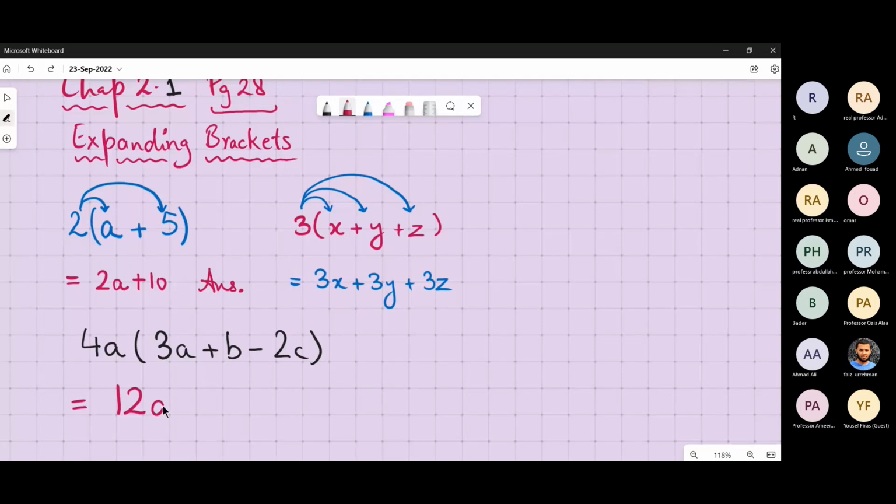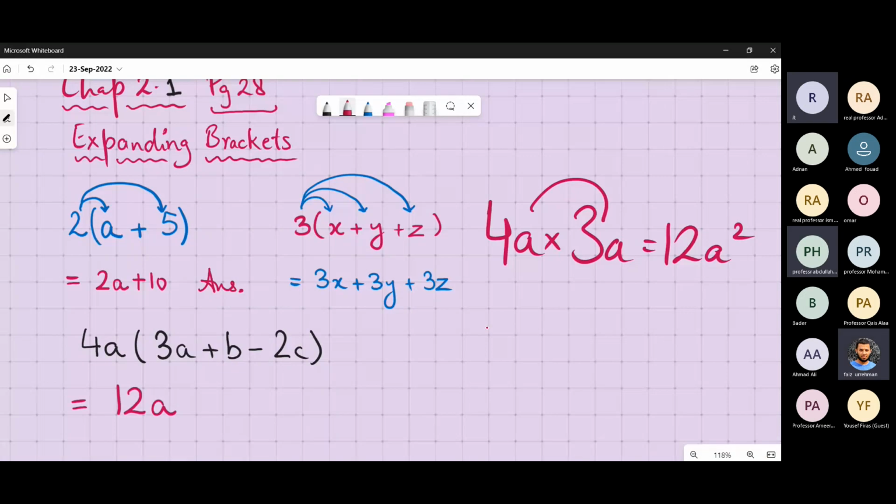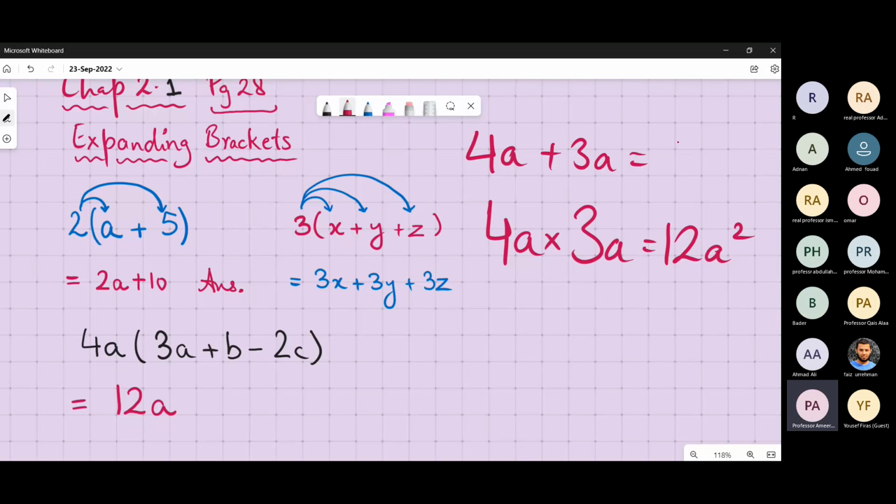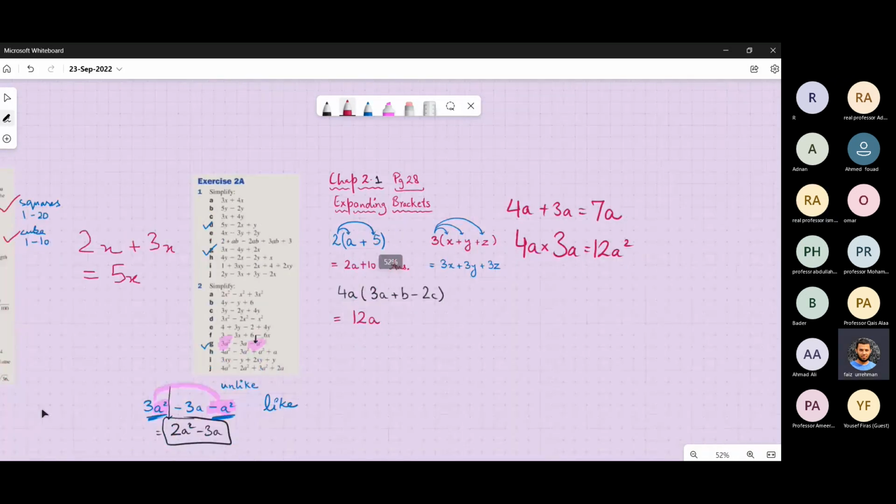12a, no, it's wrong. You are missing the square, always the square, because 4a multiplied by 3a will give you 12a squared, because a appears two times. That's power 2. In multiplication, the power will increase, but in addition, it will not increase. Like 4a plus 3a, what will you get? 7a. You are giving the same answer I asked you 10 minutes ago.